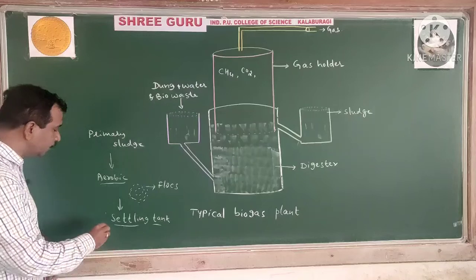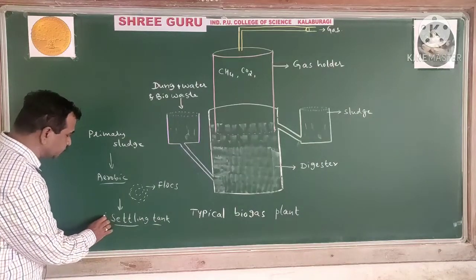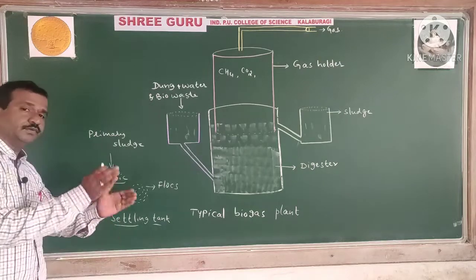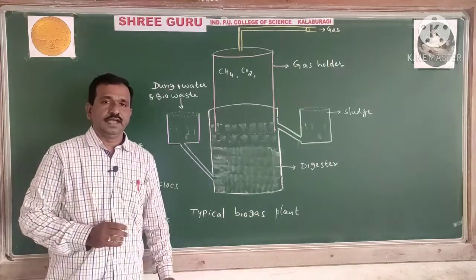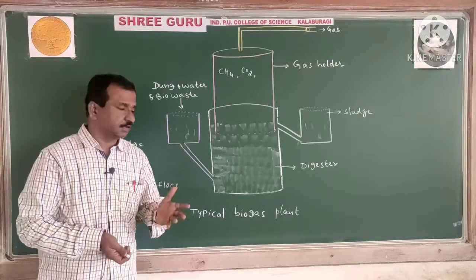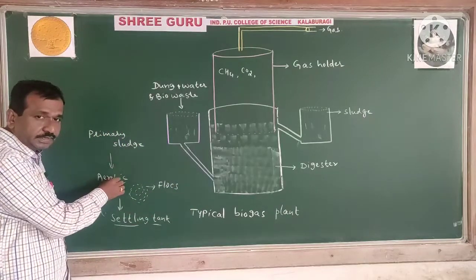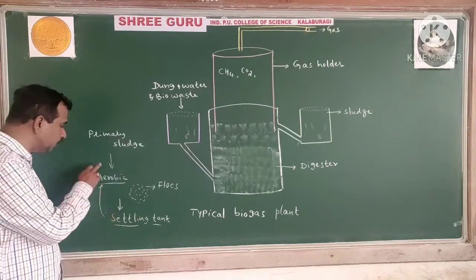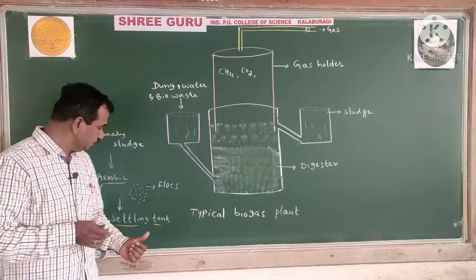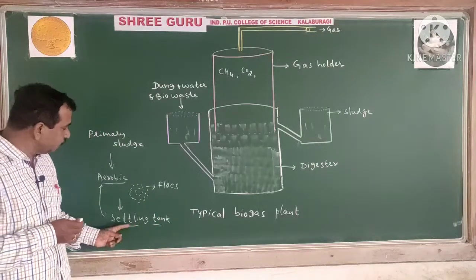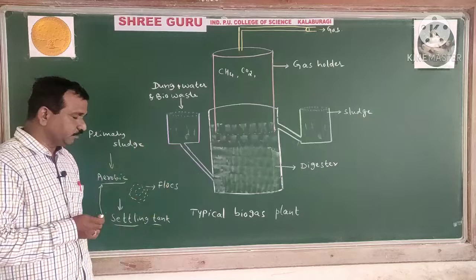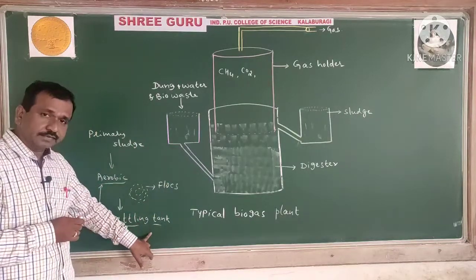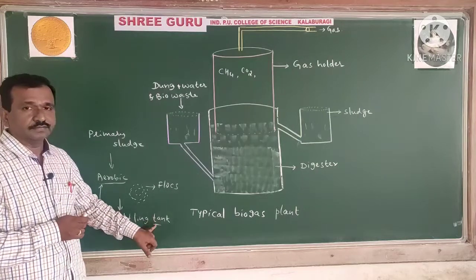Now some part of the activated sludge is sent back to the aerobic tank as an inoculum or starter, because it is a continuous process. An enormous amount of microorganisms or aerobic bacteria is observed here. That is why some amount of the sludge is sent back into the aerobic tank, as we have studied. Now you know that the settling tank is considered as activated sludge.